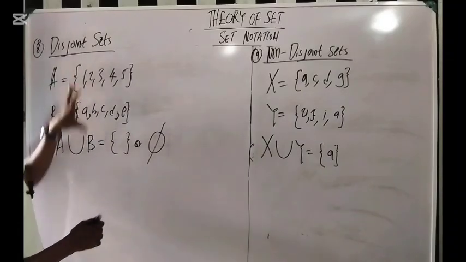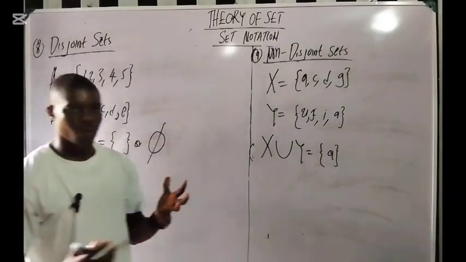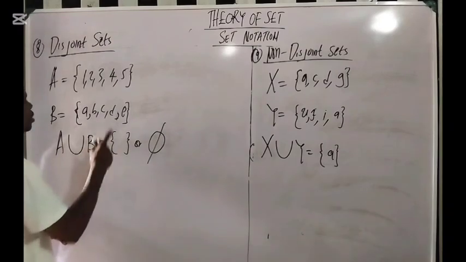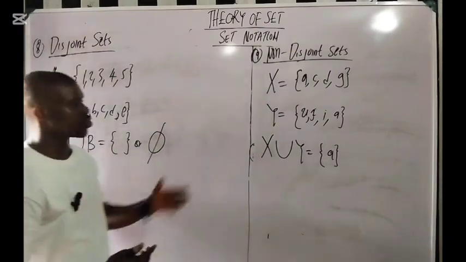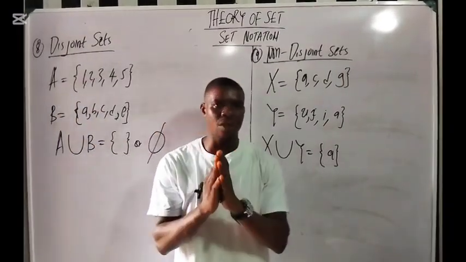When two sets do not have any elements in common, they are called disjoint sets. So this is the last thing you are looking at in this class here.